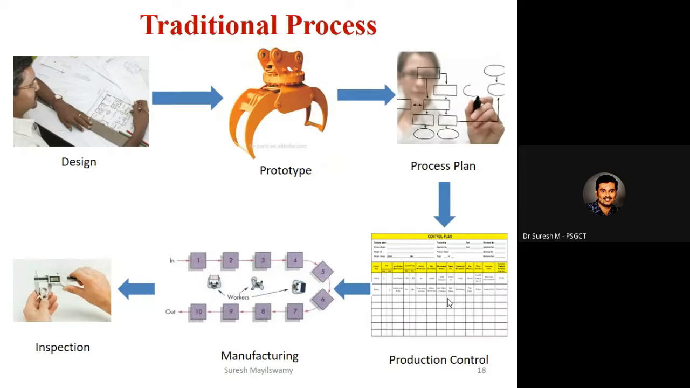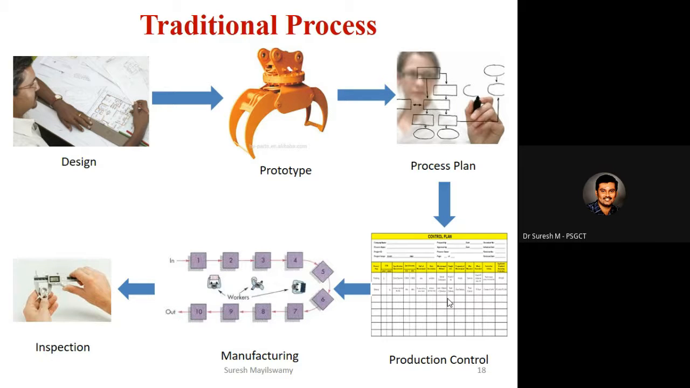So initially, this is the traditional design and manufacturing process. First, we need a designer to design a product. After that, we will make the prototype, and then we will apply force on the prototype and check whether the system will withstand it or not. After prototype testing, we will go to process planning.